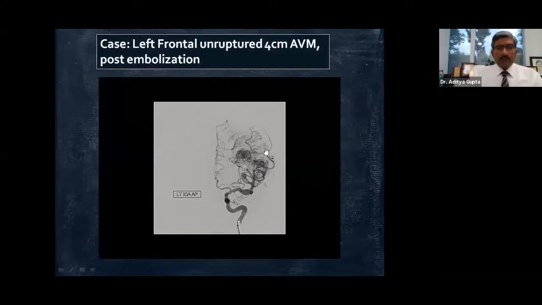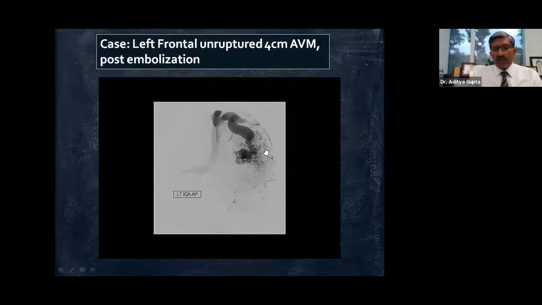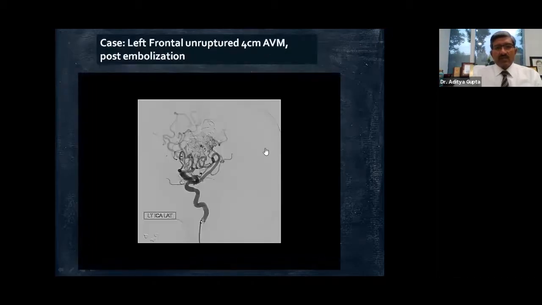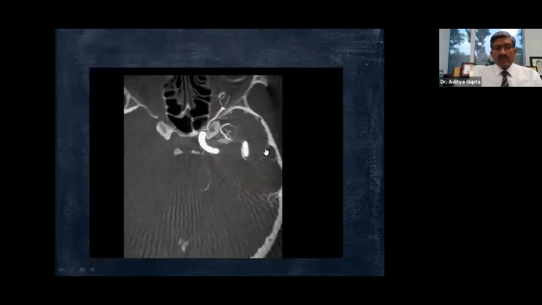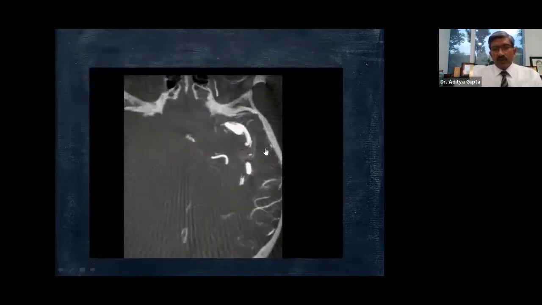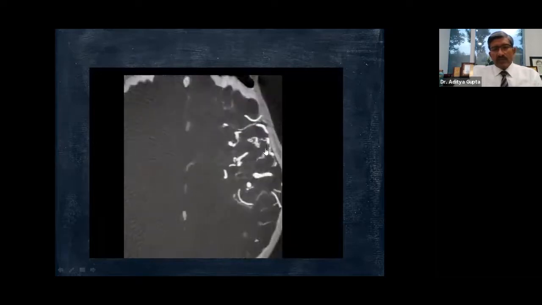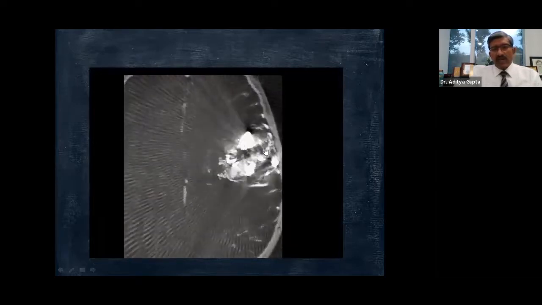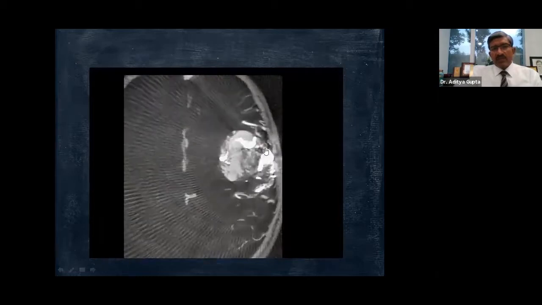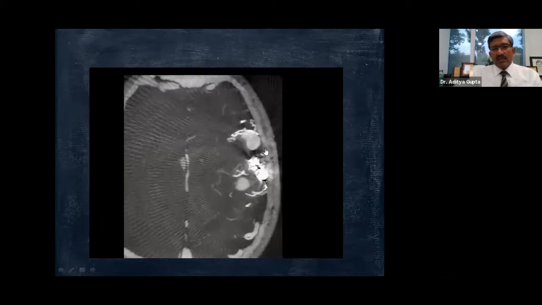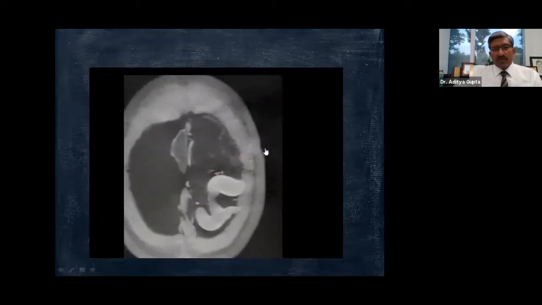So this was a lady with a left frontal AVM embolized twice. In this DSA image, I'm sure you can appreciate a lot of embolization material. And you can see the same in this lateral view. And this was the vaso-CT of the same patient. And if you look carefully, you will be able to see the embolization material as a very hyperdense signal, and the rest of the AVM can be clearly seen apart from the embolization material.